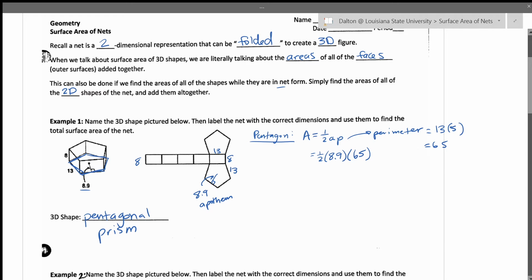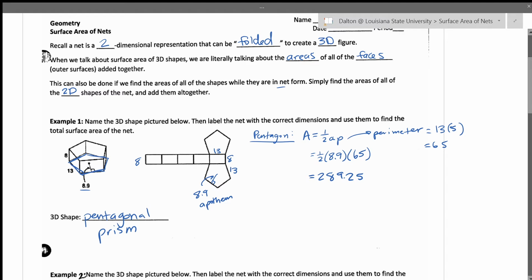So then we're going to multiply this all together. 1/2, which you could put 0.5 if you want in your calculator, times 8.9 times 65. And you should get 289.25. That is the area of one pentagon.